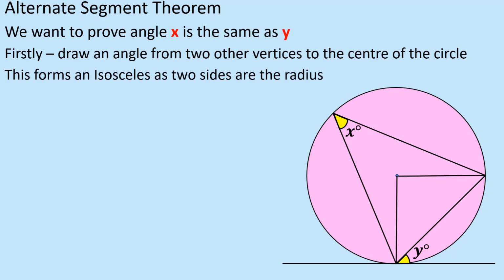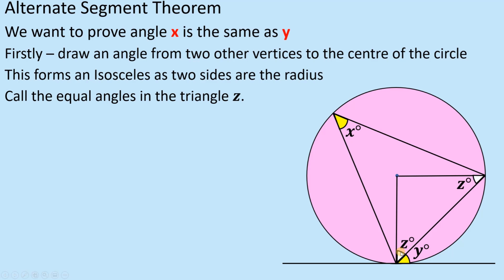This forms an isosceles triangle, as two radiuses are both the same. So this is an isosceles triangle over here. Call the equal angles in there z, so we'll call this one and this one z. We know that z plus y is 90 degrees. I mentioned that, but we'll come to that in a second.